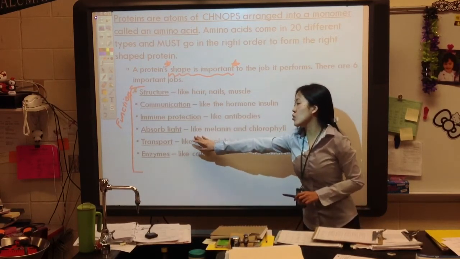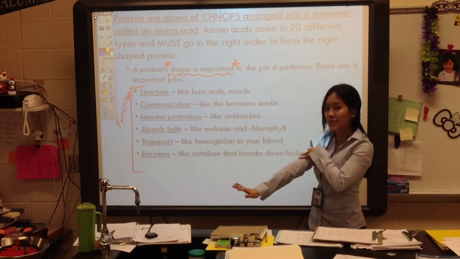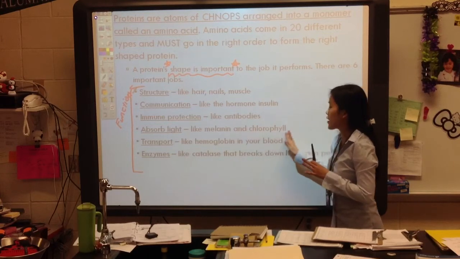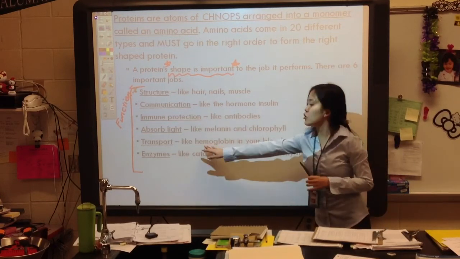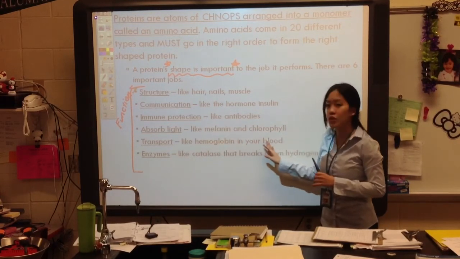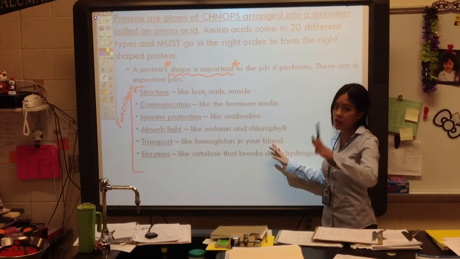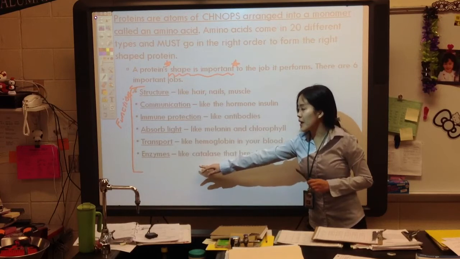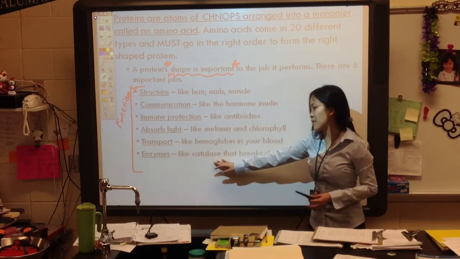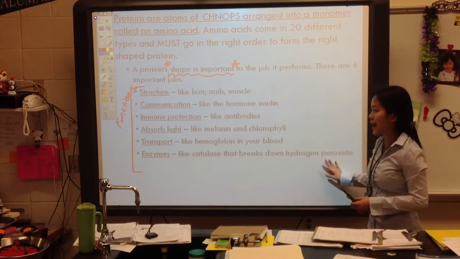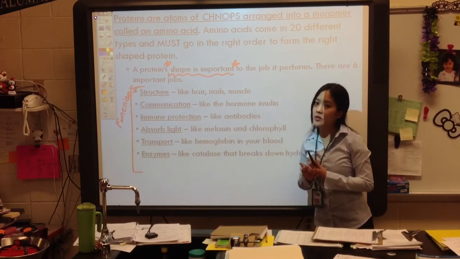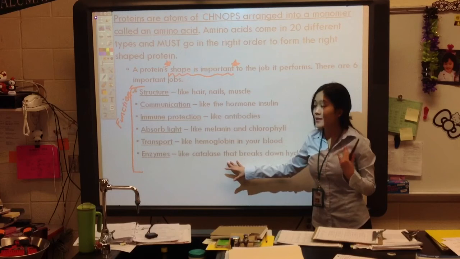It can be used to absorb light, like the melanin in your skin, or the pigments that are in your eyes, or chlorophyll that are in plants. It can help with transport, like the hemoglobin in your blood that transports oxygen around your body. It can perform as an enzyme, like catalysts that break down hydrogen peroxide, enzymes that speed up chemical reactions, which we'll talk more about next time in our lecture.